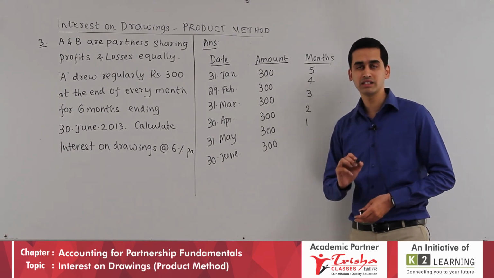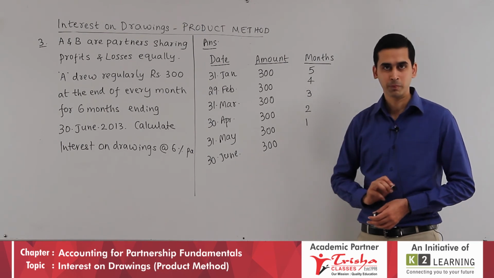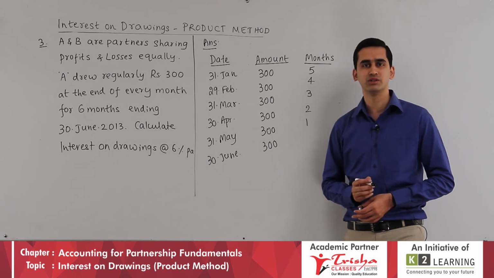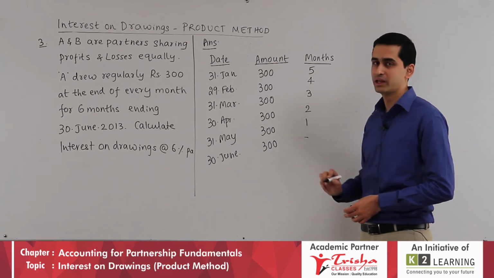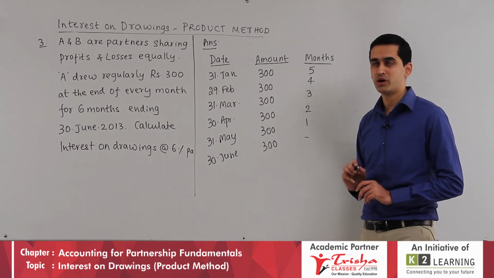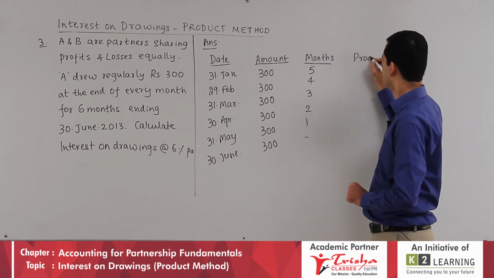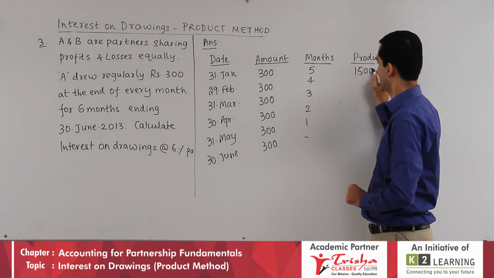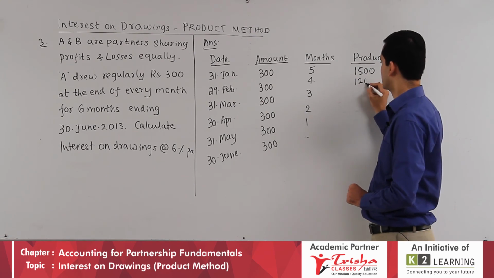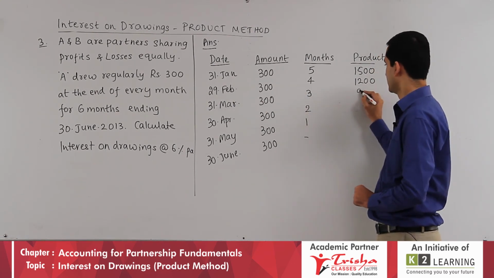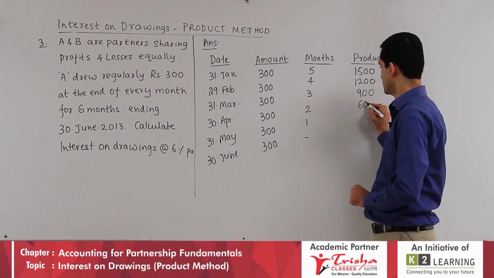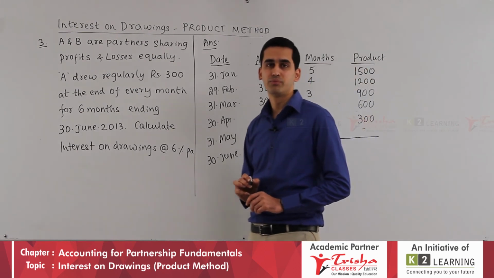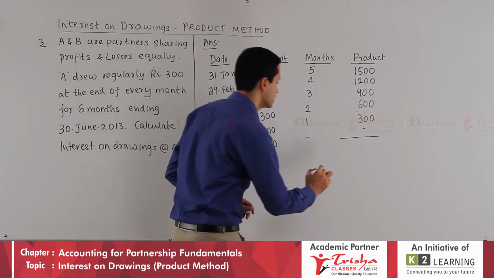Whereas in the last box, it is 30th June. Date of withdrawal is 30th June and calculation of interest is also on 30th June. That means the number of days will be 0. There will be no interest paid for this. Then I can calculate product. Product will be 300 into 5, that is 1500, 300 into 4, 1200, 300 into 3, 900, 300 into 2, 600 and 300, and this is 0. The total of products come to 4,500.